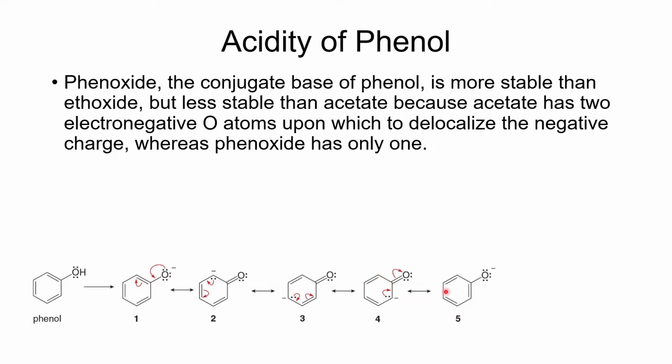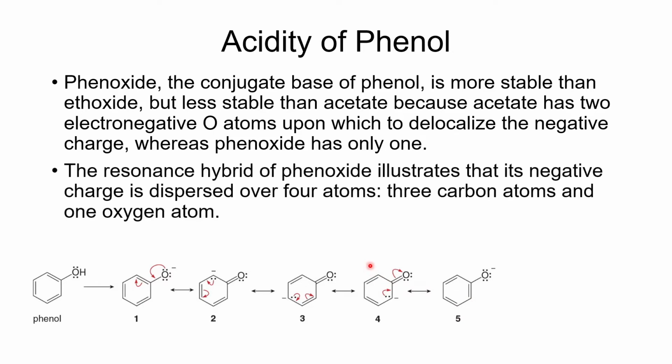So with all 5 of those resonance structures, that tells us that we've got multiple ways, or we can spread out that negative charge over more atoms. So if we look at the hybrid structure, we will see that the negative charge is delocalized from the oxygen partially to 3 carbons. And in doing that, that's what makes it more acidic. The pKa of phenol comes in around 10. It depends on what's attached to it. Some things will make it more acidic, some things will make it less acidic.